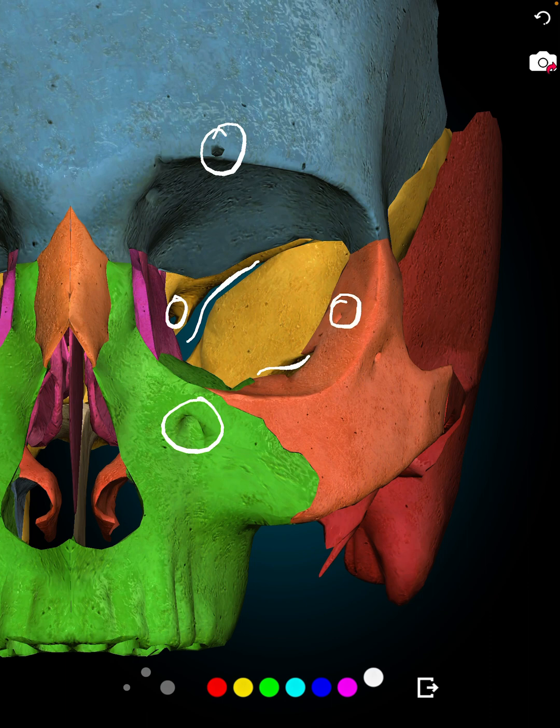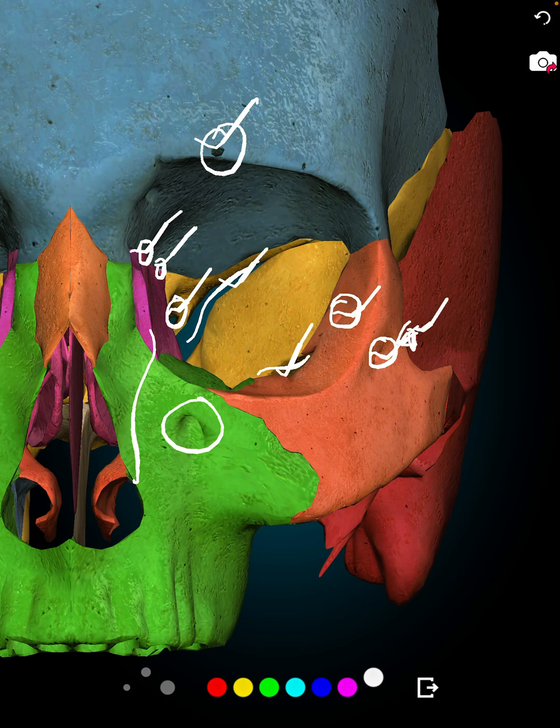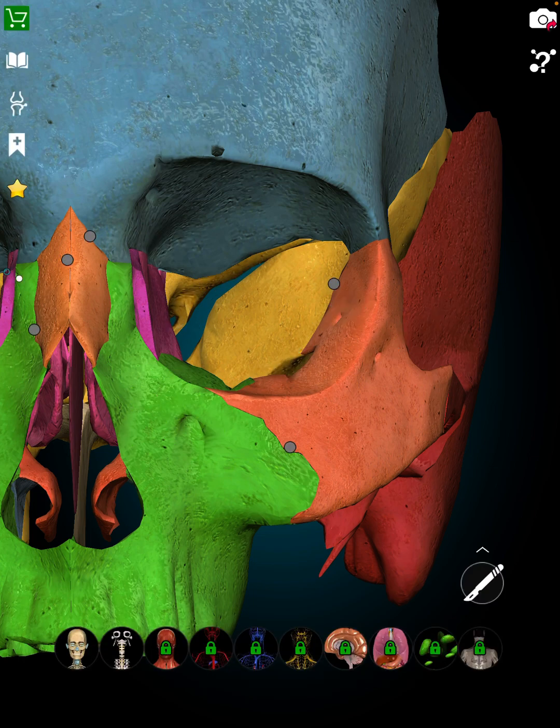We have the zygomatic orbital foramen, the zygomatic facial foramen, and on the posterior side the zygomatic temporal foramen. We have the anterior ethmoidal foramen. We have the posterior ethmoidal foramen. We have our nasolacrimal duct over here. So how many has it been? 1, 2, 3, 4, 5, 6, 7, 8, 9, 10, 11. All 11 canals done. So these are the connections of your orbit.